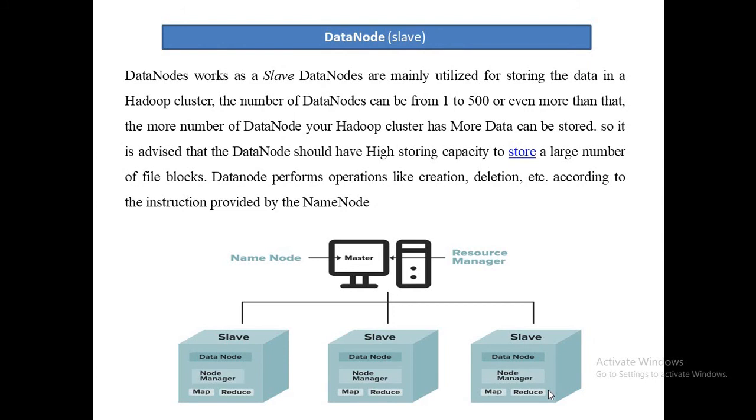Now I'll go to the data node, that is a slave. What work is it doing? It takes all the instructions from the name node, because that is the master. So the master is giving instructions to the slave. The slave is nothing but the data node. Data nodes work as slaves. Data nodes are mainly utilized for storing the data in the Hadoop cluster. So just storing; we are discussing why we need Hadoop.